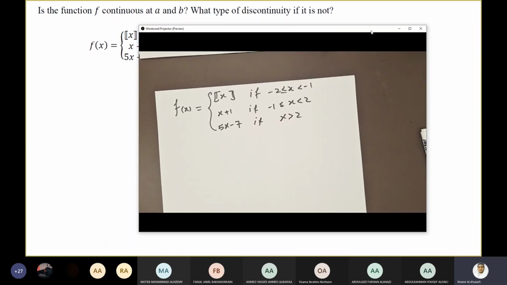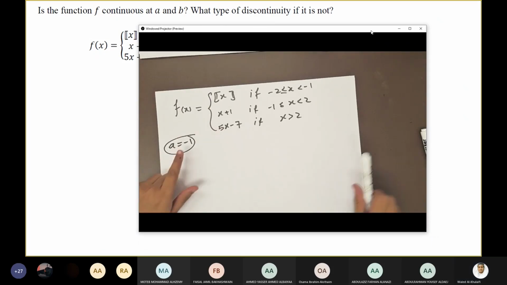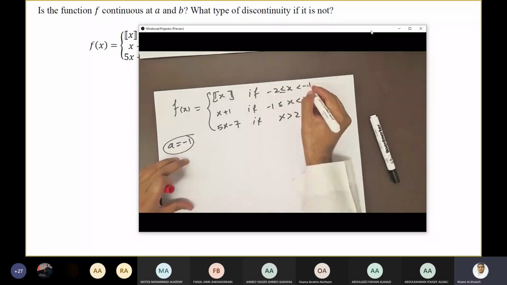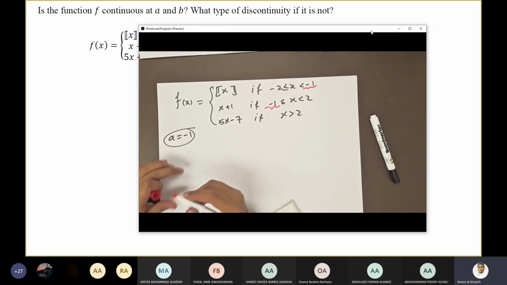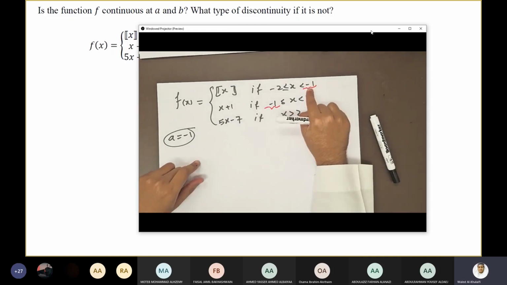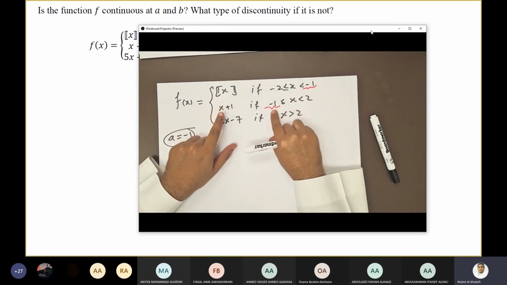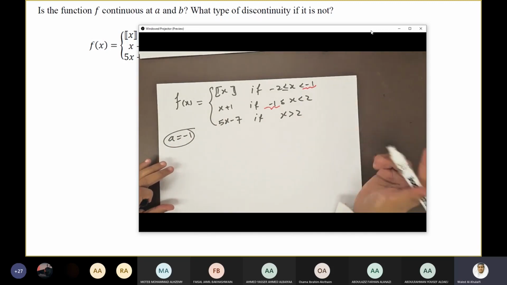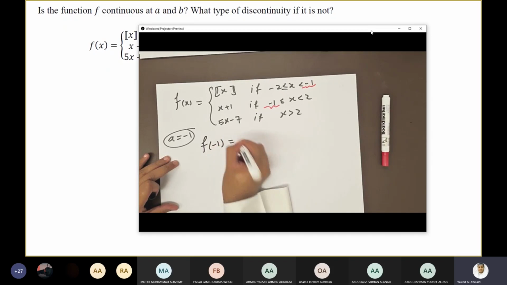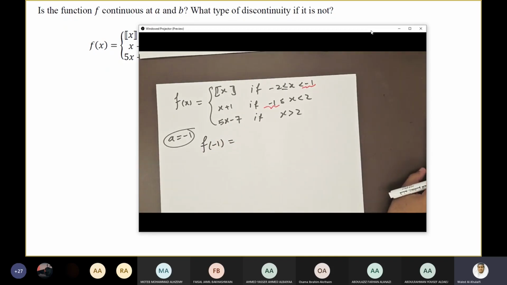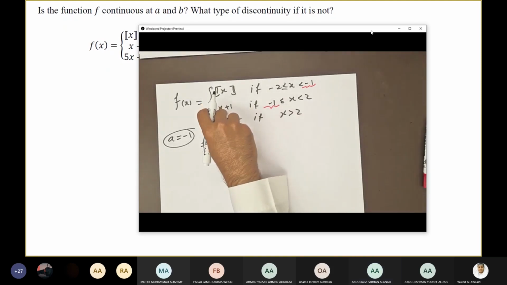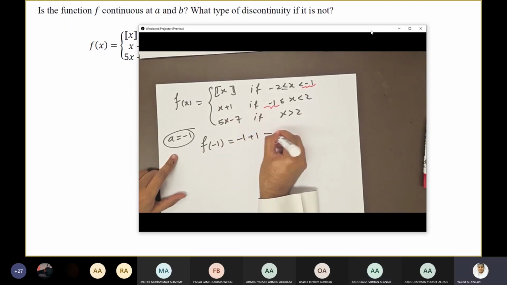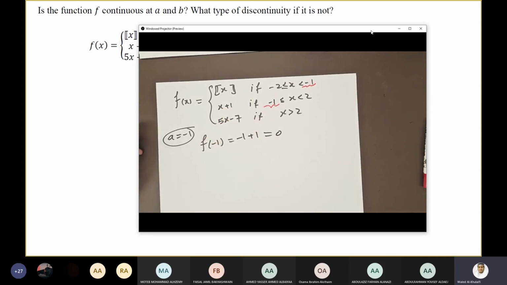Let's check when x is -1. This is -1, I am here. Now from the left I have this definition, from the right I have this definition. What I need to check is the limit and the value of the function. So what is f at -1? 0. I substitute -1 plus 1, which means 0. Very good.